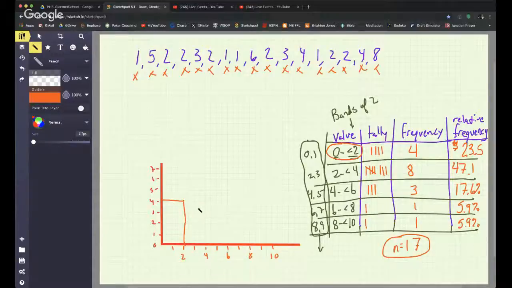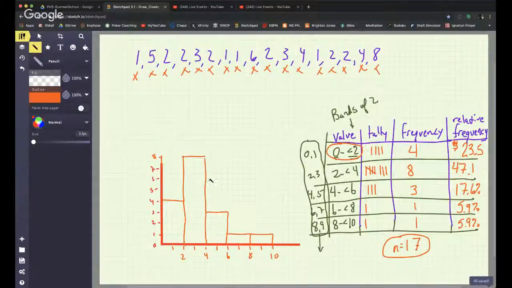You can color that in if you wanted to. We're not going to color it in because that might get a little messy. So now we have 8 values from 2 to 4. So on our 2 to 4, this has got to go all the way up to 8 now. 8 from 2 over to 4. At 4 to 6, there are only 3 values. So here we go, like this. And there's only 1 from 6 to 8. And there's 1 from 8 to 10.